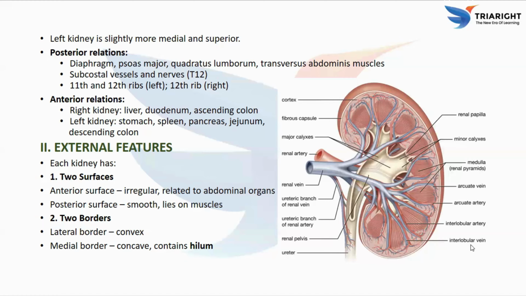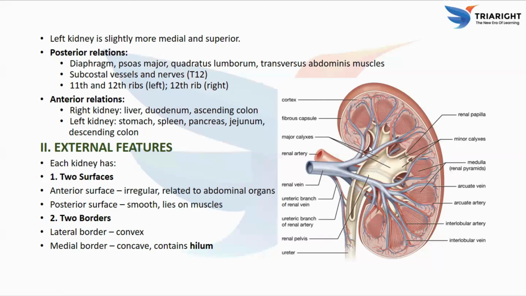So here is a picture in this slide. This is a longitudinal section of the kidney, showing what it looks like when it is cut open. You can see the fibrous capsule, a thin protecting cover around the kidney, and the cortex, which is the outer layer, and the medulla, the inner layer. It is formed by the renal pyramids, which are triangular structures. Each pyramid drains urine into the renal papilla at the tip.